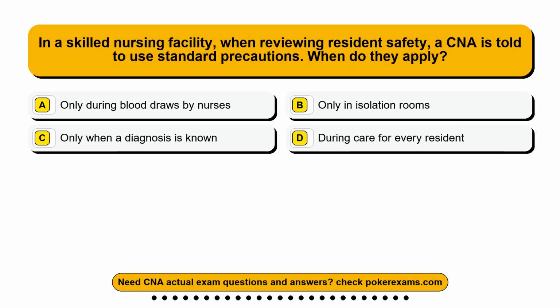Question 14. In a skilled nursing facility, when reviewing resident safety, a CNA is told to use standard precautions. When do they apply? Option A. Only during blood draws by nurses. Option B. Only in isolation rooms. Option C. Only when a diagnosis is known. Option D. During care for every resident.